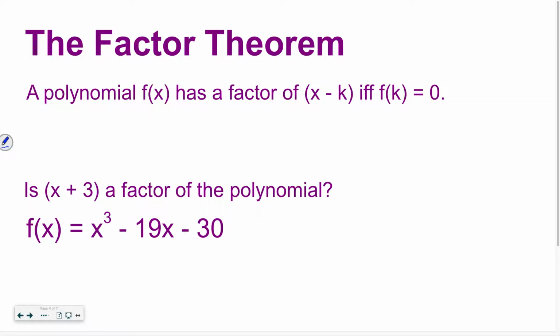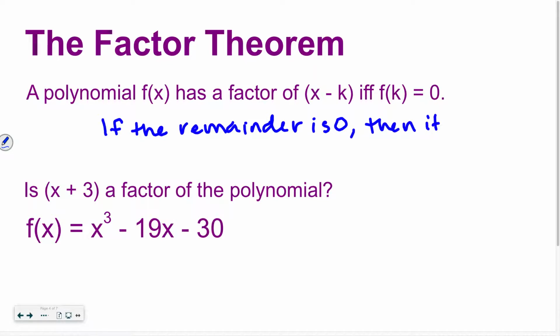As I'm using the remainder theorem throughout chapter 2, this is in my own words what I think about. If the remainder is 0, then it's a factor. So in my own words, what's the benefit of the factor theorem? I can tell if something is a factor or not.